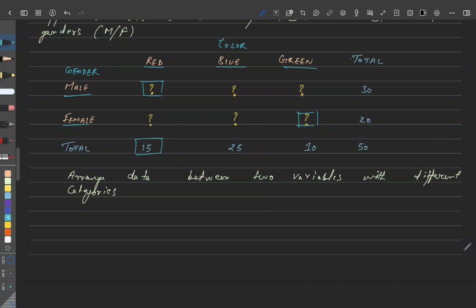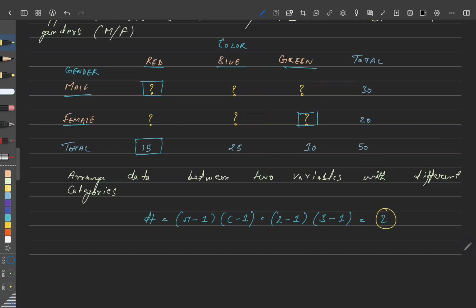So the degrees of freedom for this is given by df equal to (r minus 1) times (c minus 1). So number of rows minus 1 times number of columns minus 1, which in our case equals 2 minus 1 times 3 minus 1. That gives us 2.